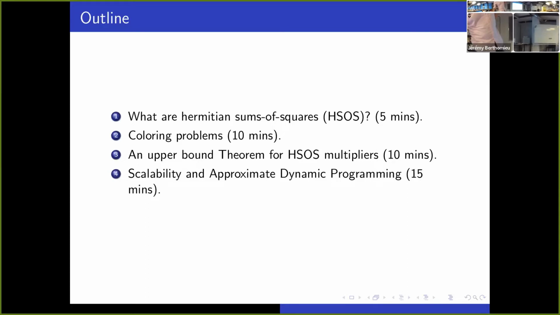So I will speak about what Hermitian sums of squares are, coloring problems, an upper bound theorem for HSOS multipliers, and scalability and approximate dynamic programming.